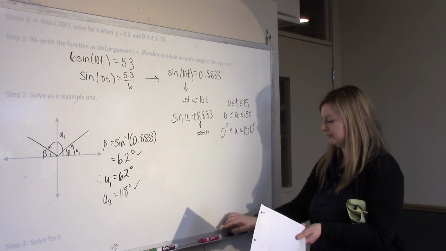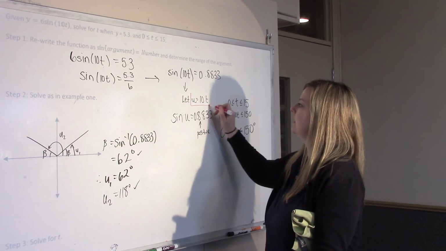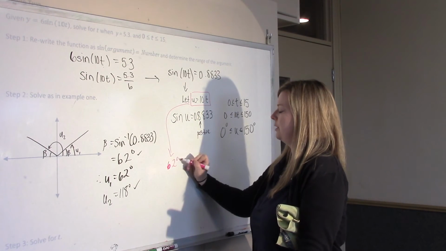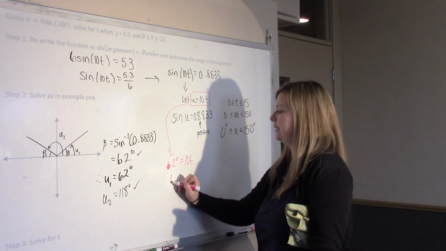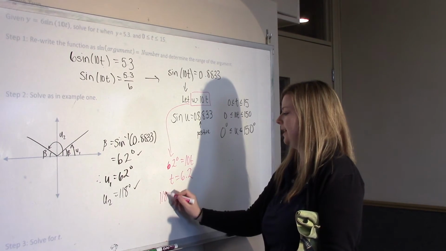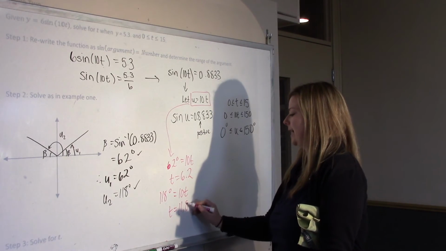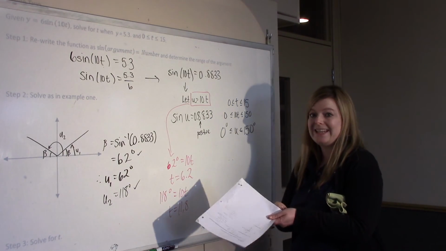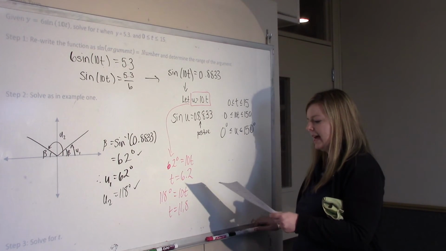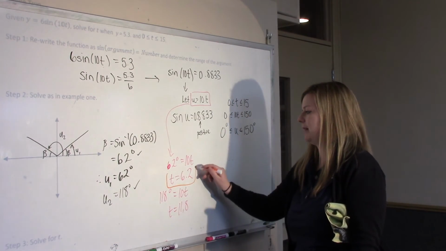Now I set these each equal to 10t because that's what u is equal to. So 62 degrees equals 10t, so t equals 6.2. And 118 degrees equals 10t, so t equals 11.8. Again, I just divided by 10 to solve for t. So what does this mean? Therefore, these are my two answers. These are the solutions to my problem.